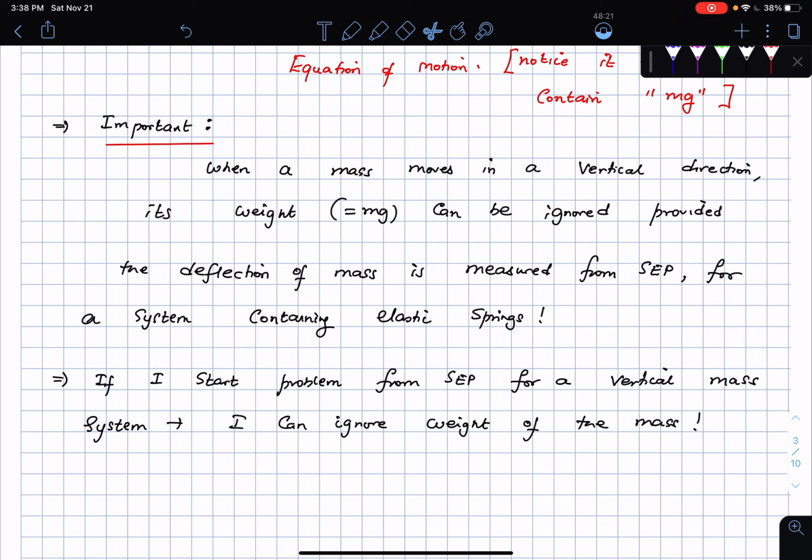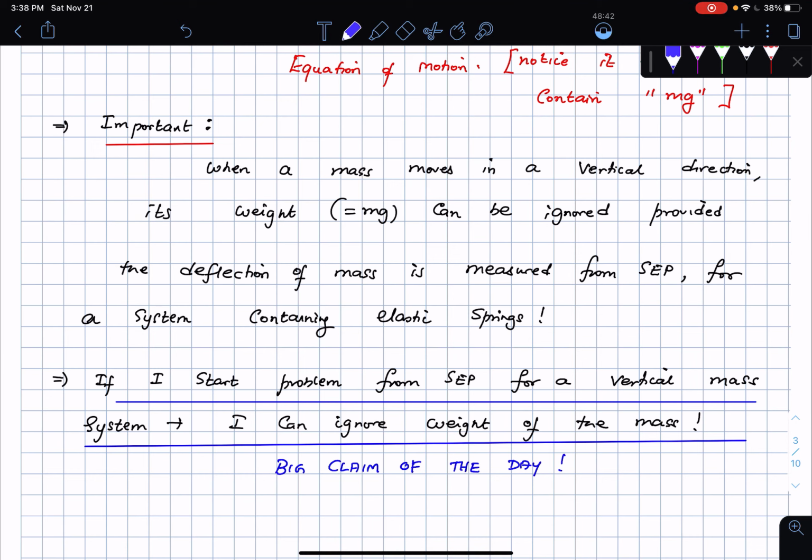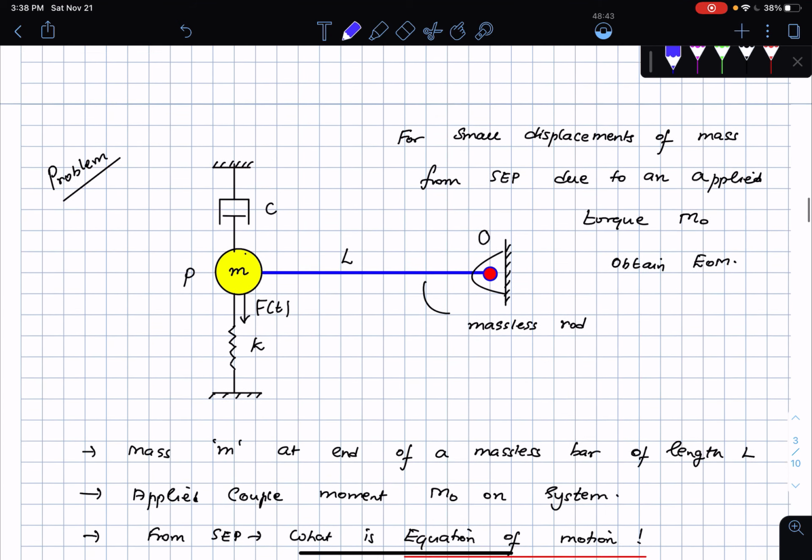So if I start the problem from SEP for a vertical mass system, I can ignore the weight of the mass. This was the big takeaway. Okay, so big claim of the day in a sense. This is the big claim of the day, and we had just proved that earlier. And I just exercised this for a problem.